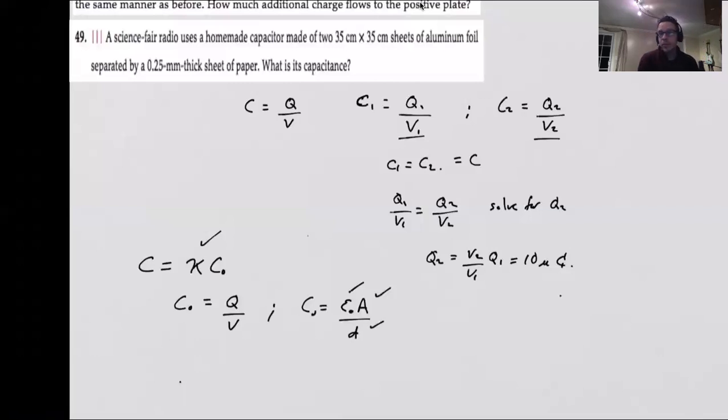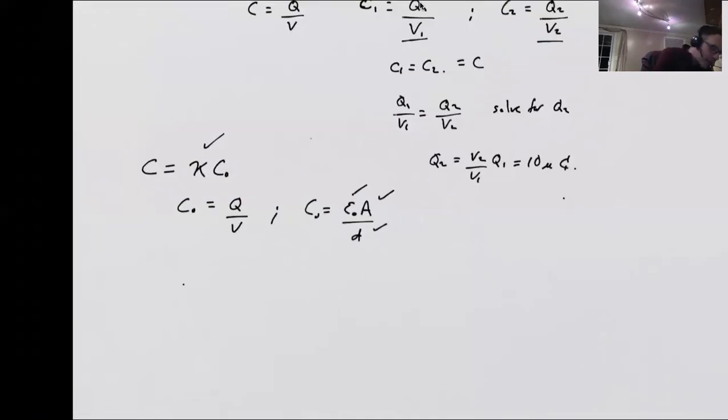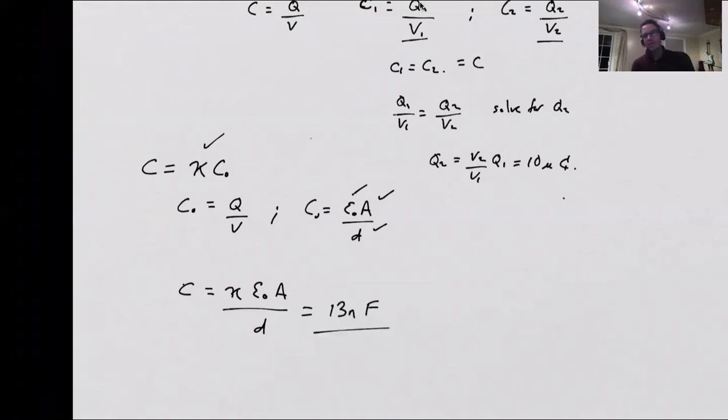So we're done. This is basically now a plug and chug. The net capacitance with the dielectric constant K then is just K epsilon naught A over D, which by the way, if there was no aluminum foil there, if there was just air in between, the dielectric constant would be 1, and we'd be back to the formula that we know and love. C is epsilon naught A over D. This is a straight plug and chug. We plug these numbers in, and I get a number of 13 nanofarads.